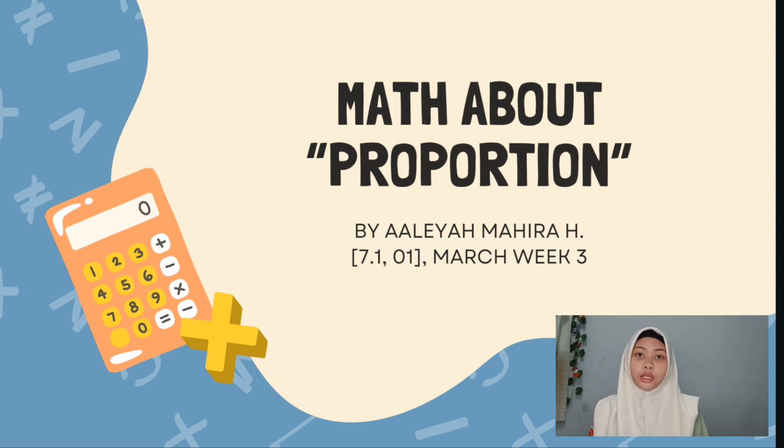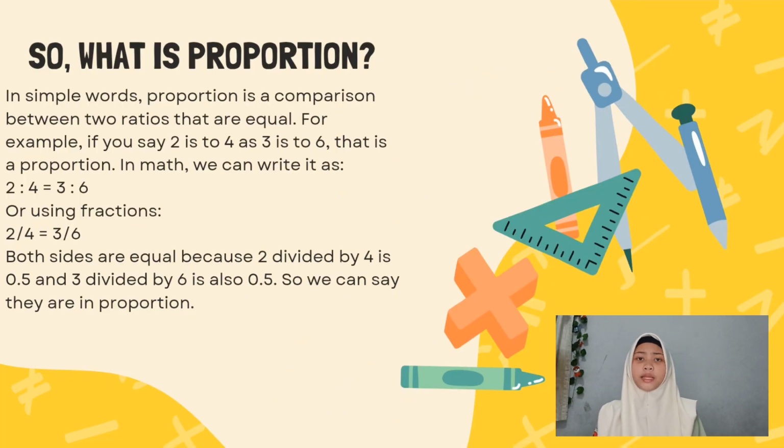Today I would like to talk about a topic in mathematics called proportions. So what is proportion? In simple words, a proportion is a comparison between ratios that are equal. For example, if you say 2 is to 4 as 3 is to 6, that is a proportion.